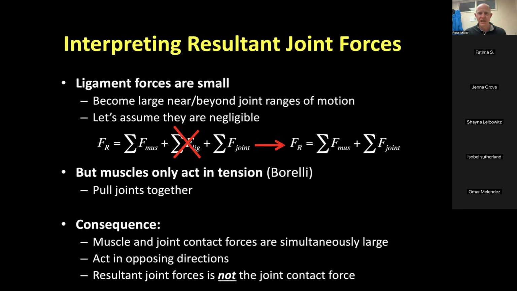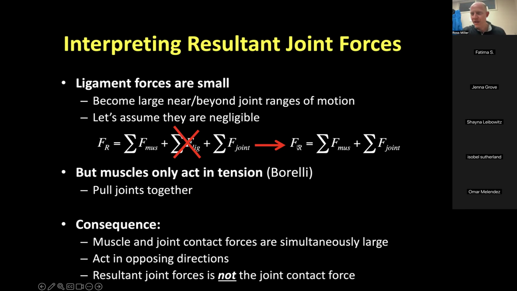But for something like walking, where my joints aren't typically near the end range of motion, dropping the ligament forces from consideration might be a reasonable idea. By dropping them here, we're not saying ligament forces are literally zero. We're just saying they're close to zero because they're a lot smaller than muscle forces and joint contact forces. So that gets me started here.